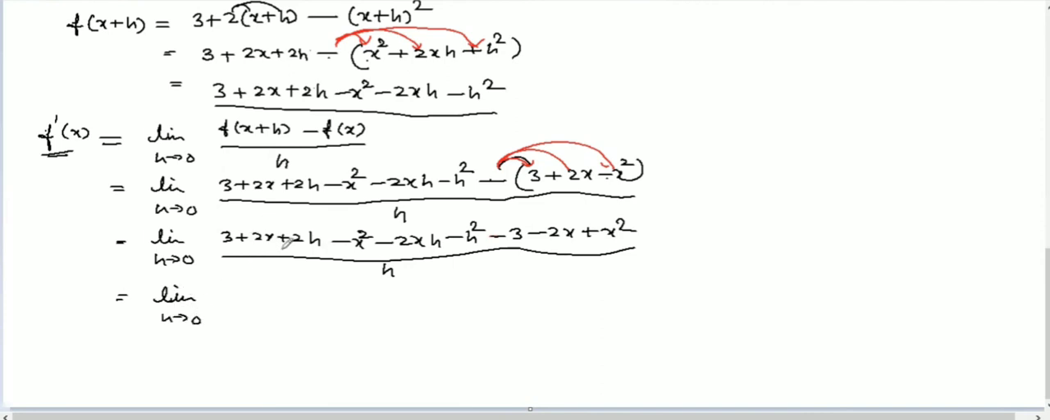Now see here, if we can cancel anything out. So this one is plus 2x and minus 2x, so we can cancel this out. Then we have plus 3 and minus 3, we will cancel this as well. Now minus x square plus x square, cancel this out as well. Now we have left here 2h minus 2xh minus h square over h. Now limit h tends to 0. You can see in all the terms we have h here. So let's take h as common.